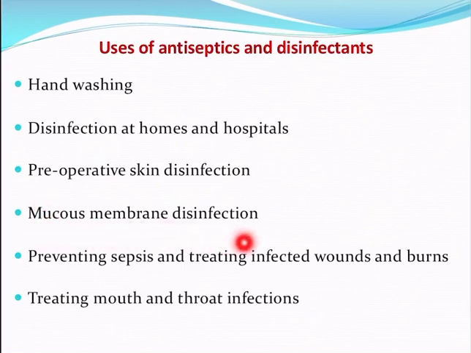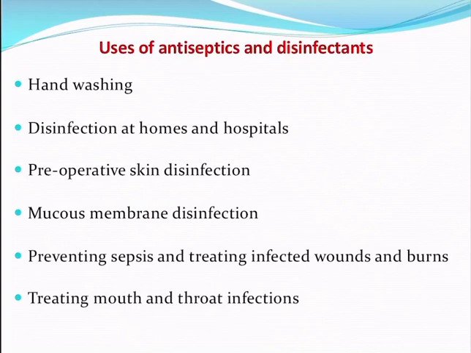Next is mucous membrane disinfection. Antiseptic irrigations may be instilled into the bladder, urethra or vagina to treat infections or cleanse the cavity prior to catheterization. And thiomersal in very dilute solutions, that is 0.01 to 0.2 percent, is used for such purpose. Various compounds of urotropine are used as urinary antiseptics.